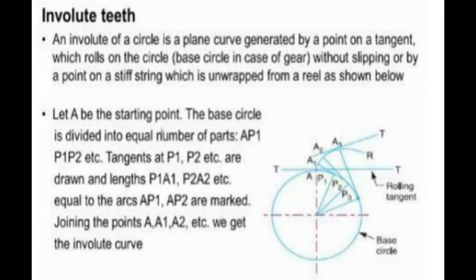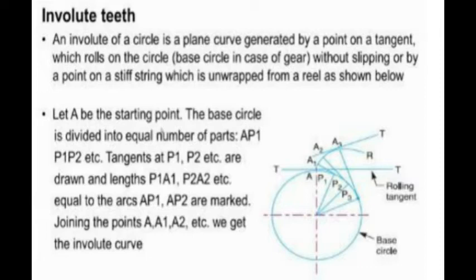So it is a plane curve generated by a point on the tangent which rolls on the circle, the base circle in the case of gear, without slipping. Or it is a curve generated by a point on a stiff string which is unwrapped from a reel, as shown in this figure. So now let us study how to construct the involute profile.